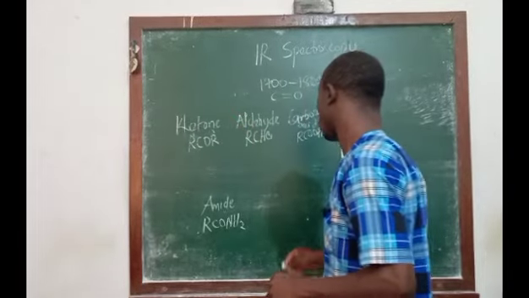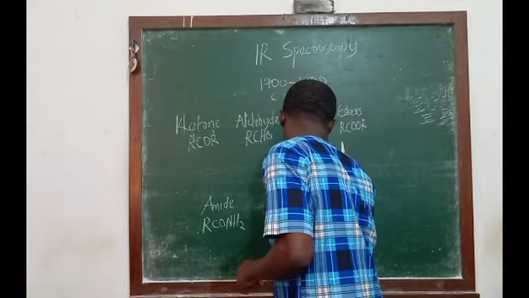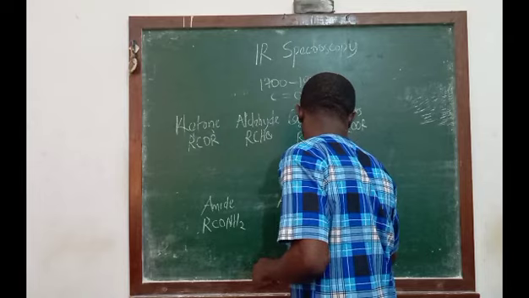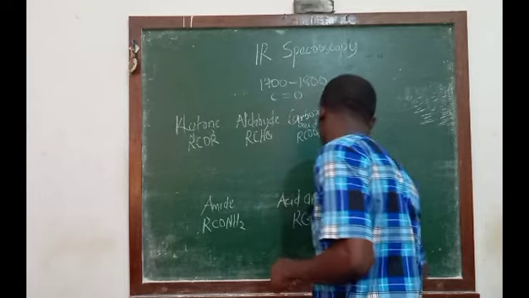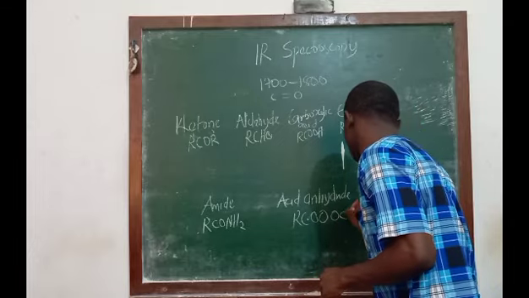At the same time, we can also have acid anhydride, which is RCOOOCR.